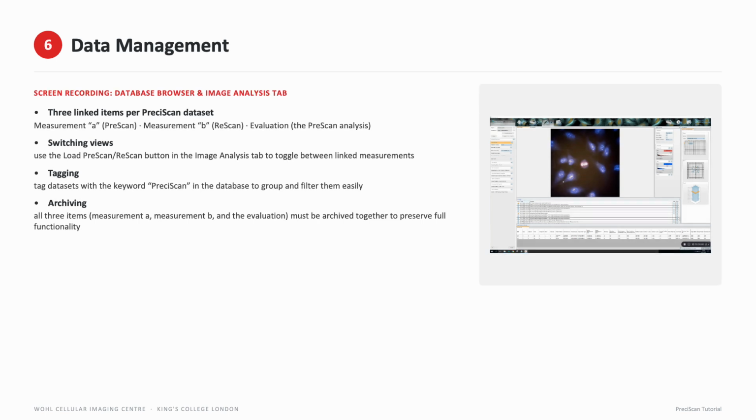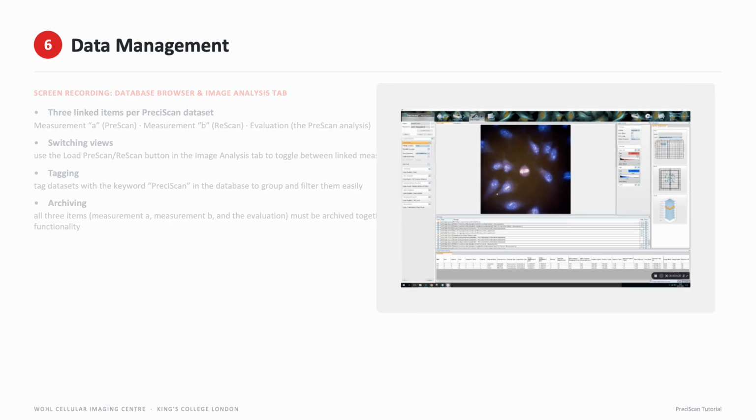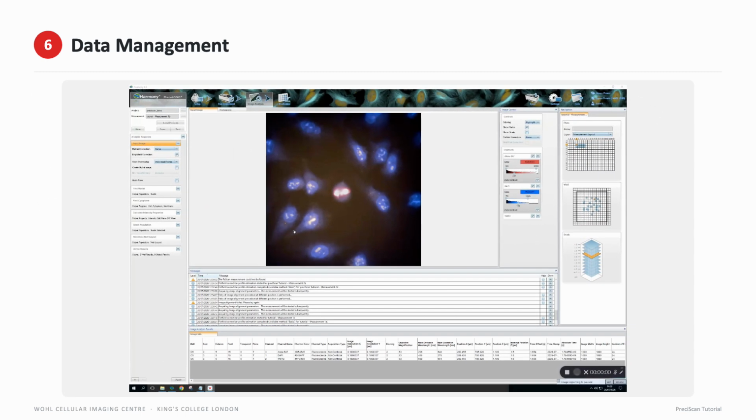Now, the data management with PreciScan is a little bit tricky, a little bit more complicated than doing it for a normal experiment, just because you essentially have two of everything. You have a pre-scan and rescan experiment, you have an extra analysis sequence that goes in the middle, and then you obviously have pre-scan and rescan final measurements. So the easiest way to get your head around this is going to be if I just do it live.